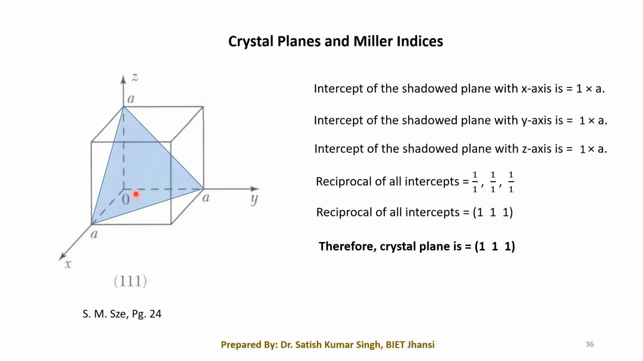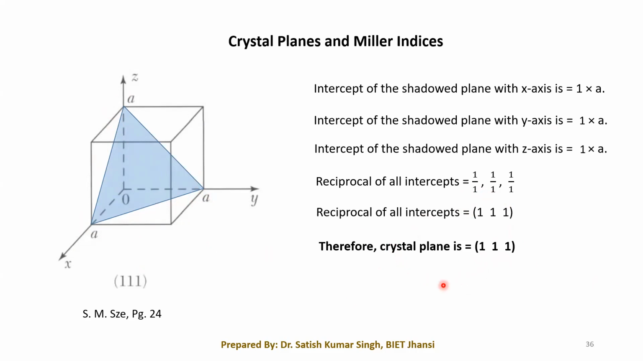So it is something like an inclined plane. If we have this type of plane, again we calculate the reciprocal of all the intercepts, which will be 1, 1, 1. Therefore I will be calling this plane the 111 crystal plane, or the crystal orientation is 111. I hope this is clear up to this point.